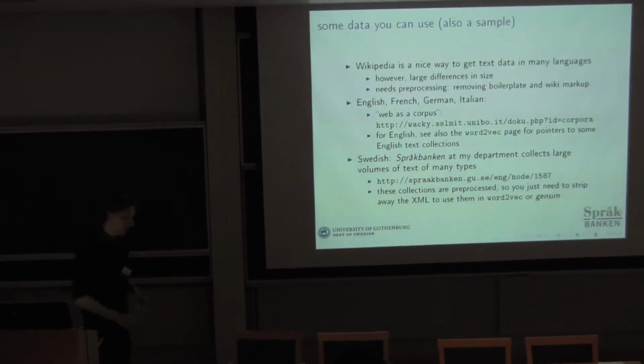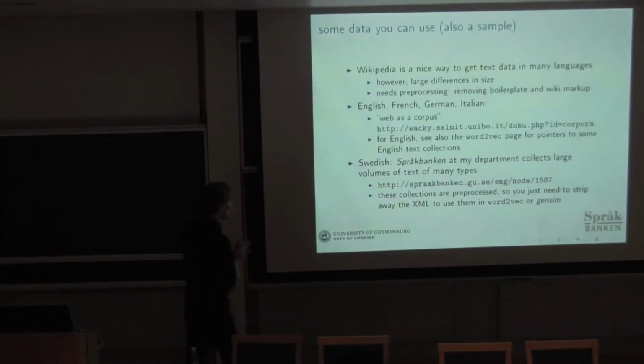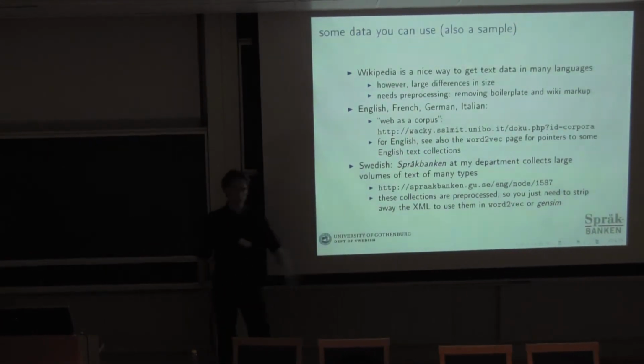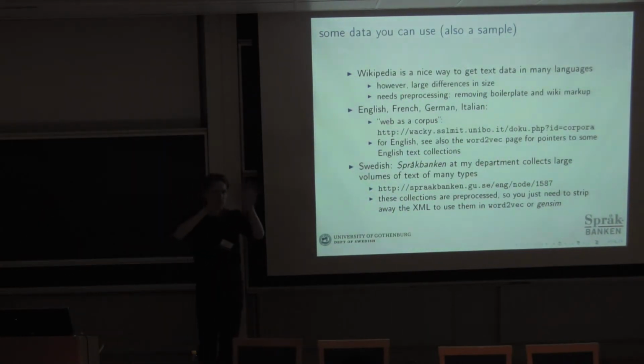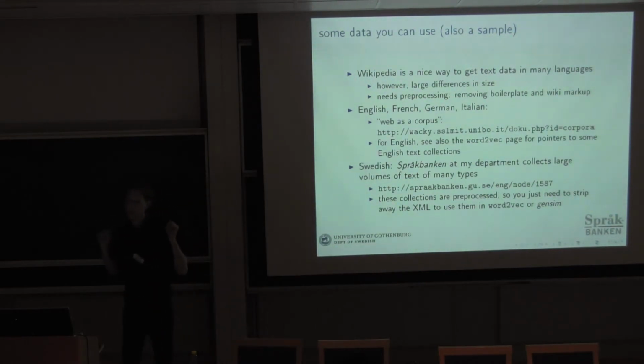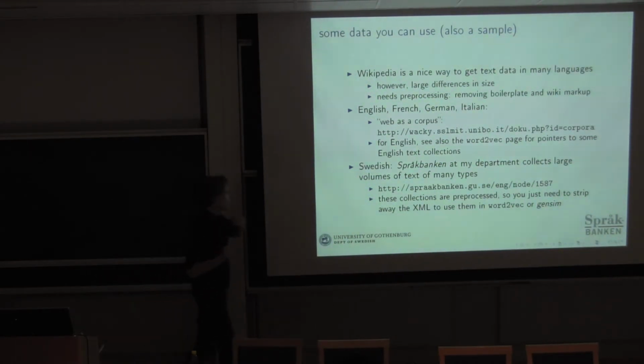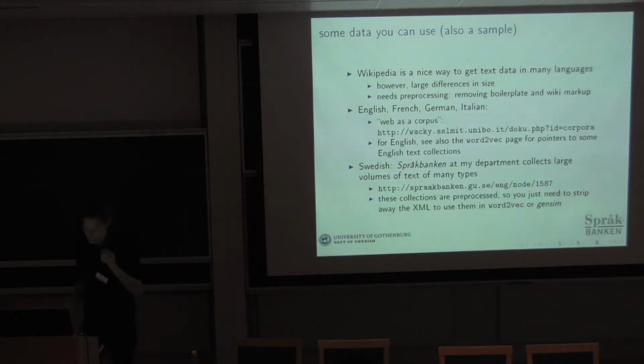If you're interested in our text, you just need to take away the XML, and then you have raw text. When you process text, you need to do some massaging: you need to split into sentences and split into words. But that has already been done with our text. So you just take away the XML and then you have the text.